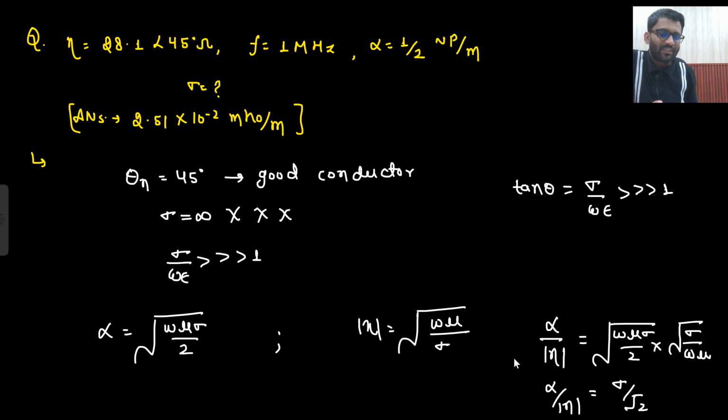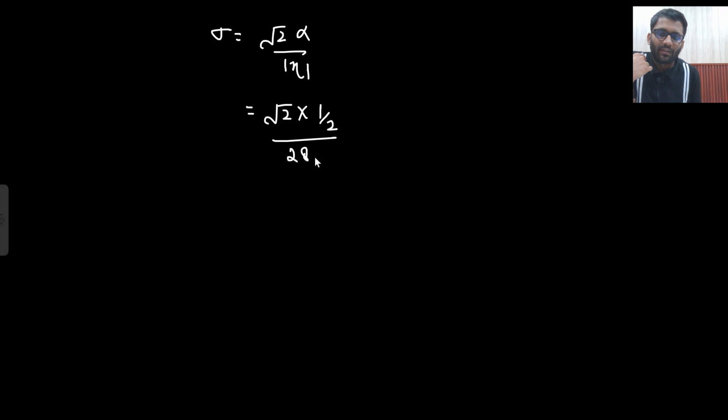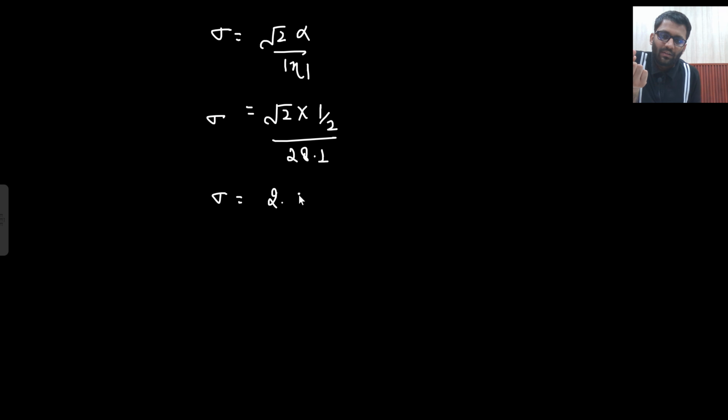So what will I get? Sigma is equal to, now you will not mug this formula up, okay? That sigma is equal to under root 2 alpha by eta. This I just derived for the question purpose, so you don't need to mug it up, right? In the examination, if they are asking such kind of questions, then you can derive it there as well. So under root 2, you know already, 1 by 2. And what is the magnitude of your eta? That is 28.1. So from here the sigma value we will get, which I have already written down, which is 2.51 into 10 to the power minus 2.